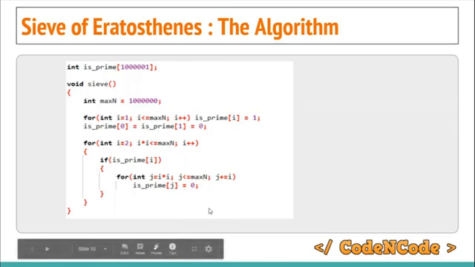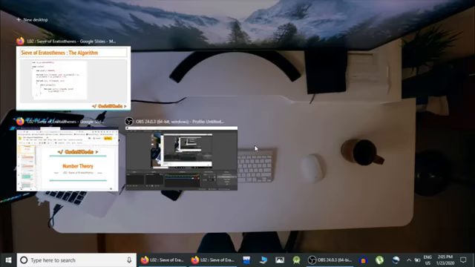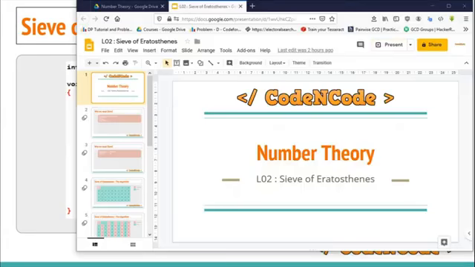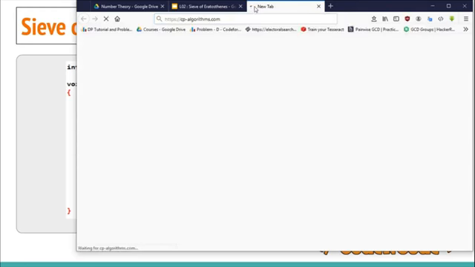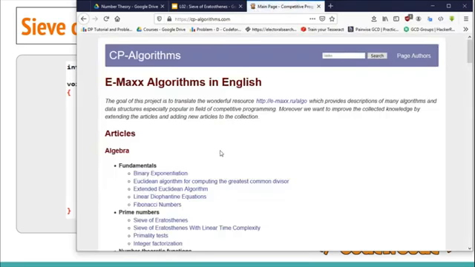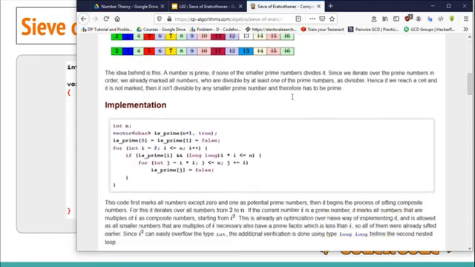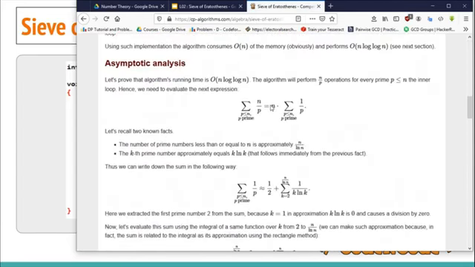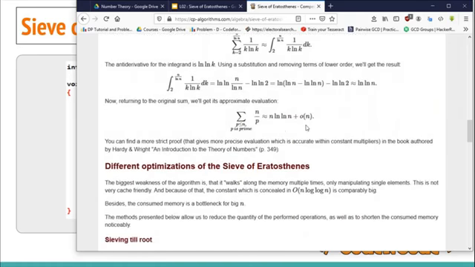So this is how you implement the sieve, and the running time of this algorithm is n log n. For the proof of this, you can go to this website, CP algorithm. Yep. And here are also other algorithms which you can study. So you can go to CP algorithm and you can see the running time analysis of this algorithm, which comes out to be n log n.